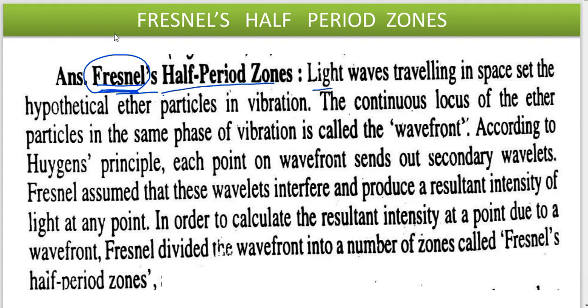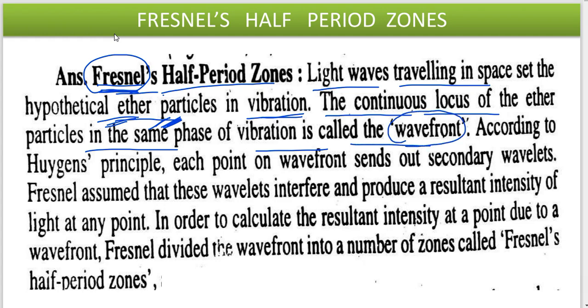Whenever light waves travel in space, they set the hypothetical ether particles in vibration. That means the particles in the vacuum or in space, these are ether particles, and they are not actually present. That's why they are known as hypothetical particles, and they vibrate due to the light waves. The continuous locus of the ether particles in the same phase of vibration is called a wavefront. This is the actual definition of wavefront.